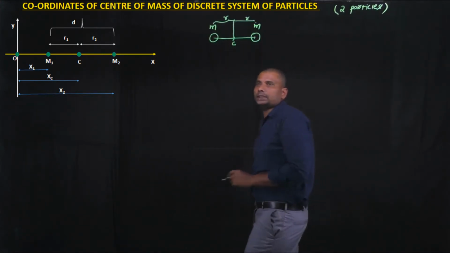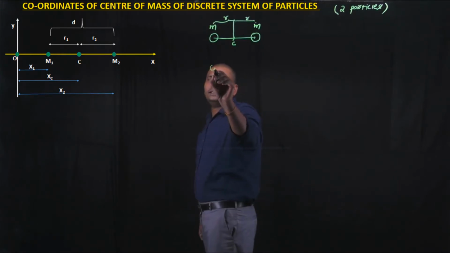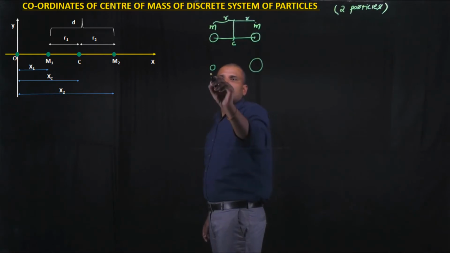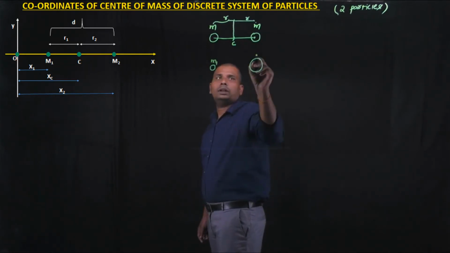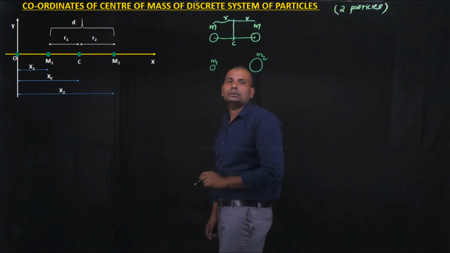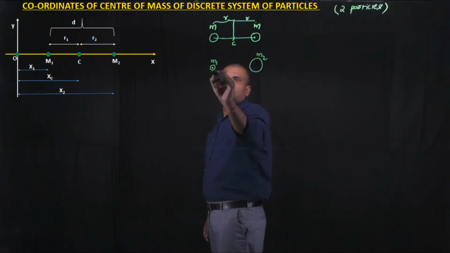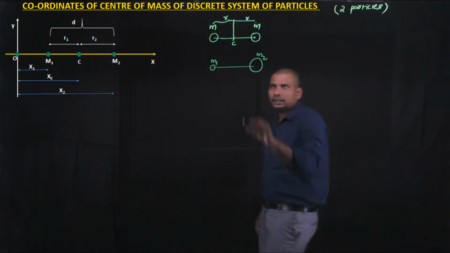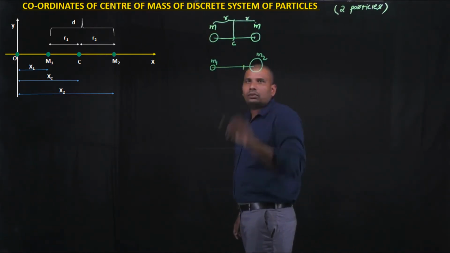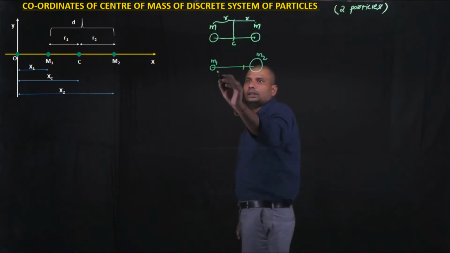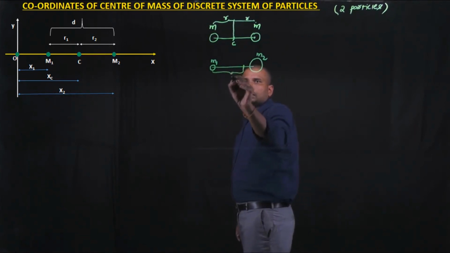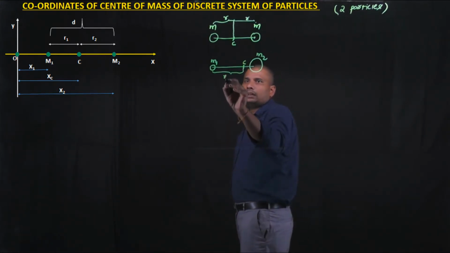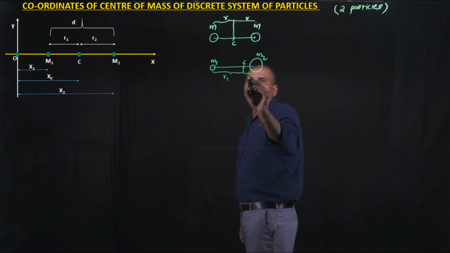For unequal masses, for example, if this is a first mass and this is a second mass, the first mass is m1 and the second mass is m2. Then for two unequal masses, the center of mass always lies nearer to the heavier object. Now this is the center of mass position C. This is R1 and this is R2.